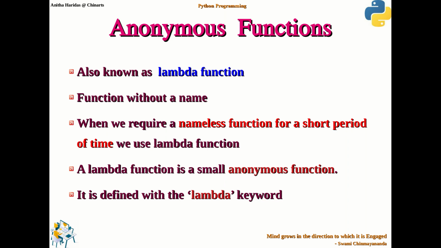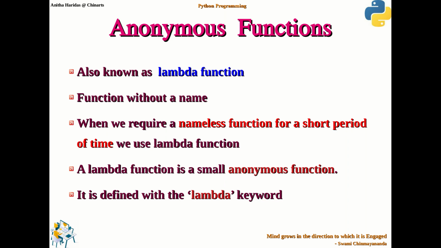The anonymous function is an interesting function in Python. We call it a lambda function also. This function is without a name. I am not going to use any name. I will assign this function to a variable wherever I want, and I will use that variable as a function call. So when we require a nameless function just for a short period of time, we can use the lambda function.